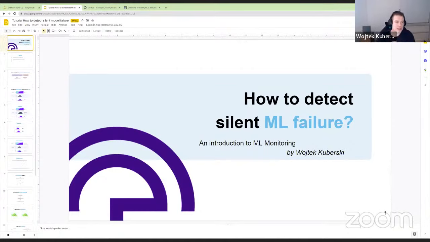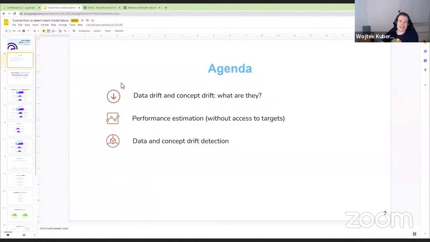With that, let's get started with the agenda. The first point on our agenda is data drift and concept drift. These are the two main reasons why machine learning models can fail in production. We're going to define them, see what they are, and build an intuition of how they might happen. We're going to define them more formally, and start talking about how they can impact your performance. By performance, I mean technical metrics like ROC AUC or precision.